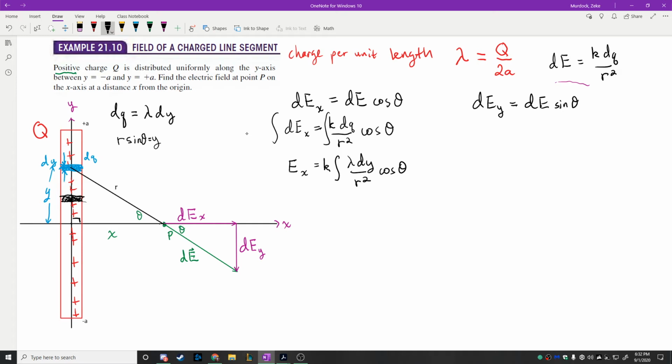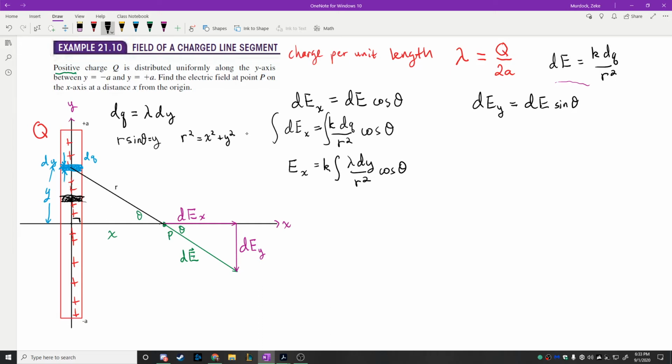The other option would be we could use the Pythagorean theorem and say r squared is equal to x squared plus y squared. That would work as well, right? So we kind of have two options now. We could either eliminate r in favor of y and sine theta, or we could eliminate r in terms of x and y. It's really just up to us what we want to do.